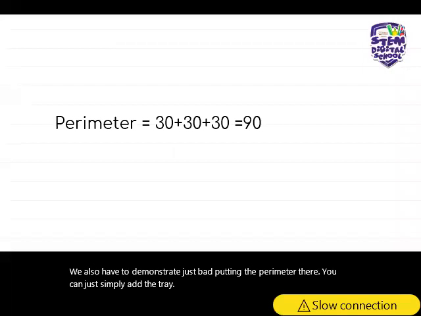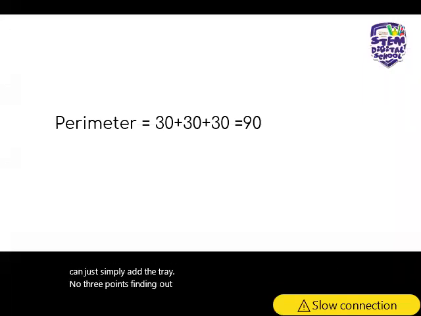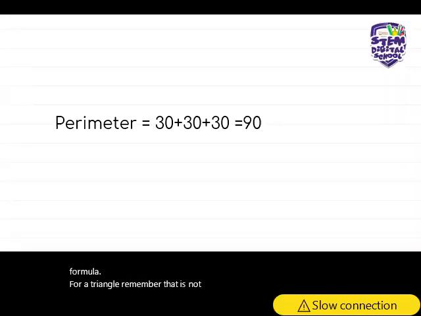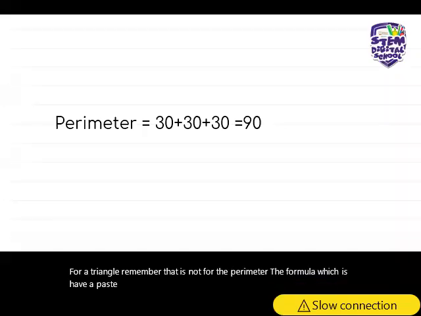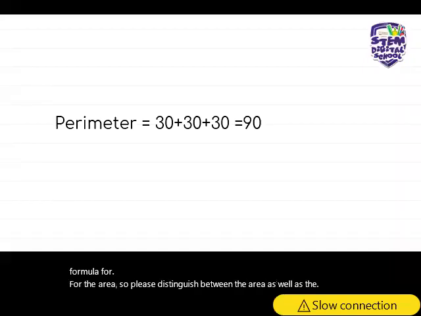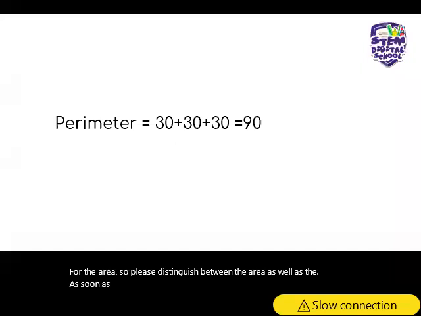Nosipo is finding out now whether we use the half and base times height formula for a triangle. Remember, that is not for the perimeter. The formula, which is half a base times height, is not your formula for the perimeter. This is the formula for the area. So please distinguish between the area as well as the perimeter. So those are 2 different things there.